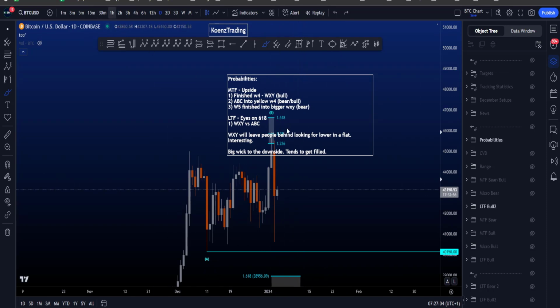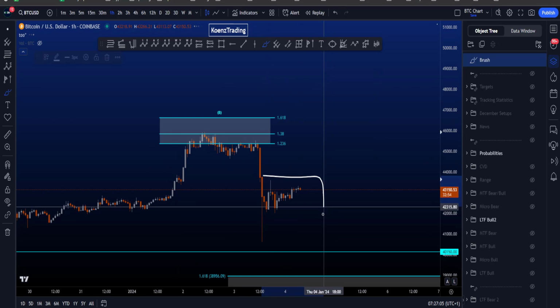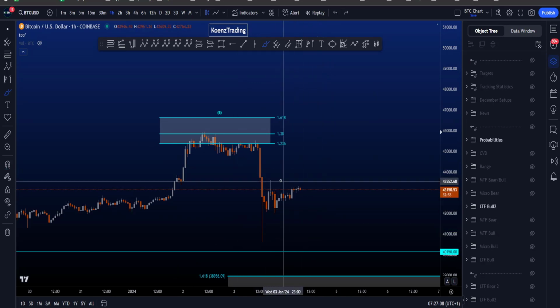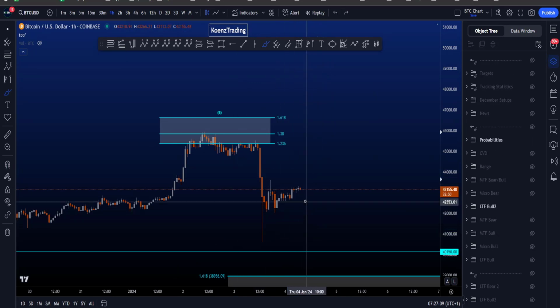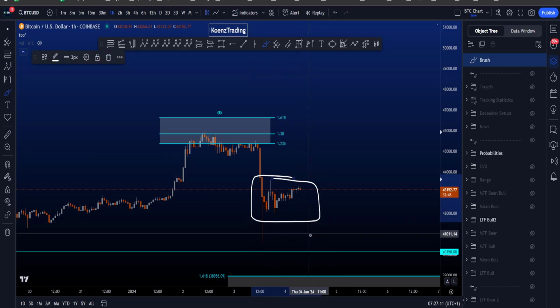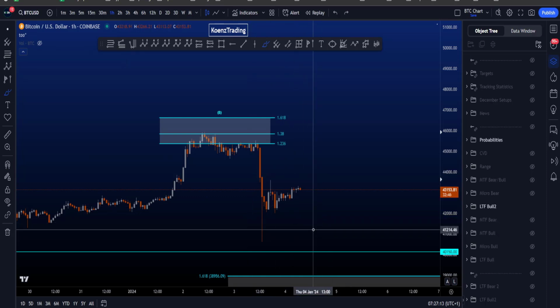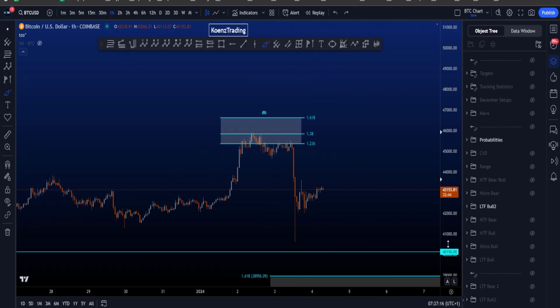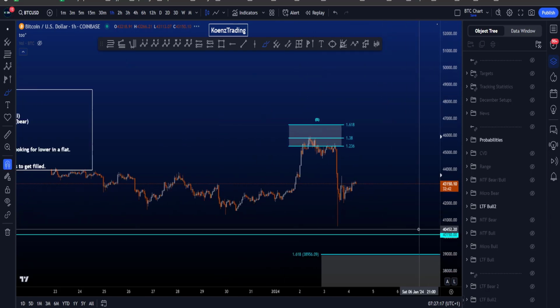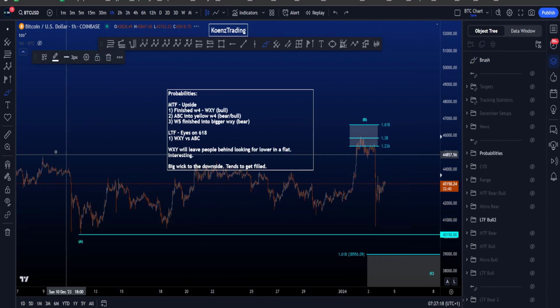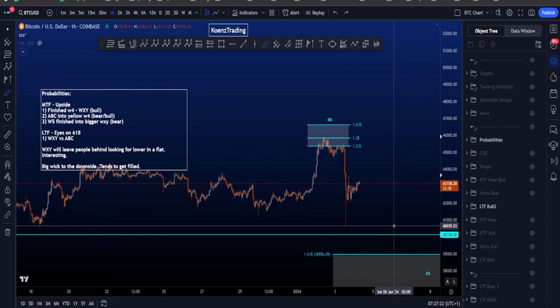So what is the plan? Continue to look for this range locally over here. Be very, very patient. Look if the 618 gets hit or not. And based on the local market structure over here, we can reassess the probabilities later at the update at 1 p.m. Central European Time. As at the moment, the WXY and the ABC are pretty much 50-50.